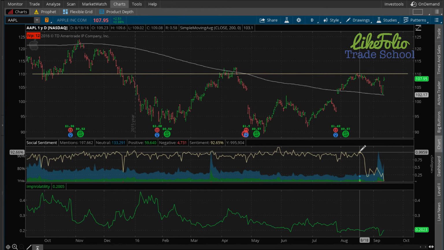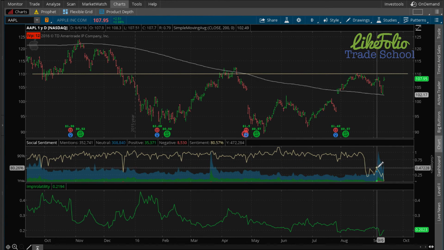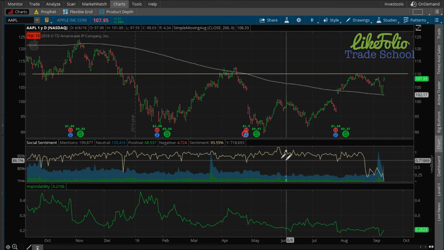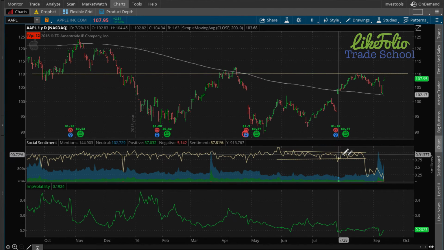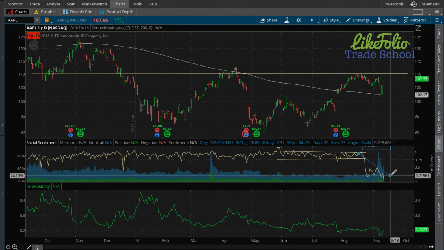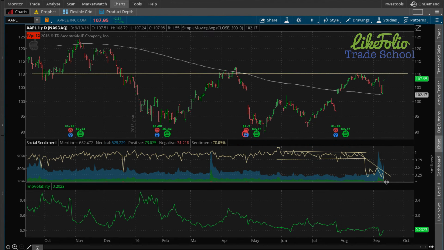Another thing I'm noticing here is a pretty steep decrease in sentiment. So Apple's sentiment was previously really flat, sitting in between the 85 and 95 range. And then all of a sudden, it has totally tanked down to around 70% right now. We've seen a spike in mentions. That's iPhone 7. But more so, just concerning is this decrease in overall sentiment. So I think that's a bearish sign.